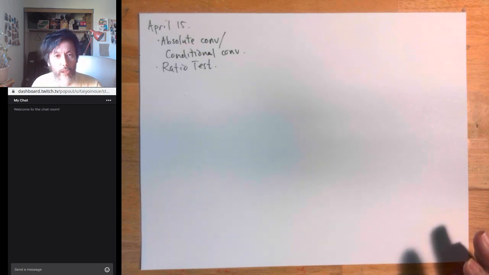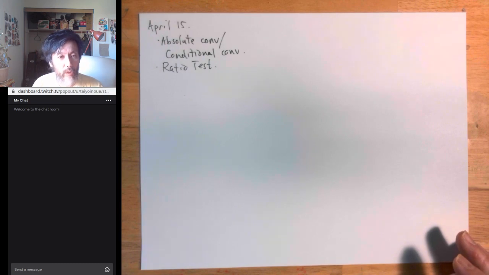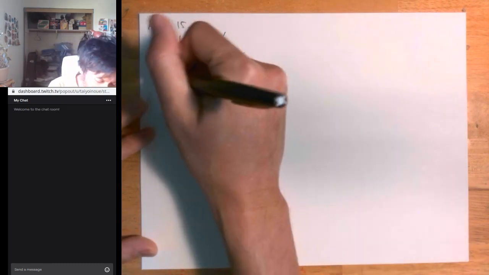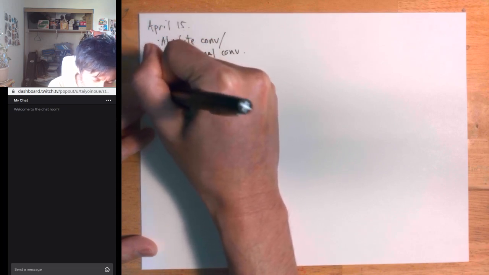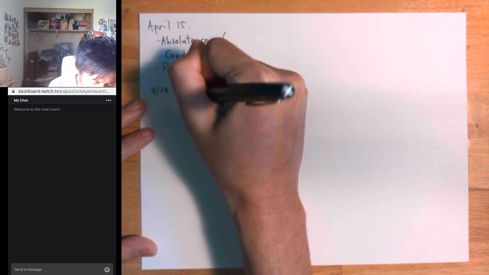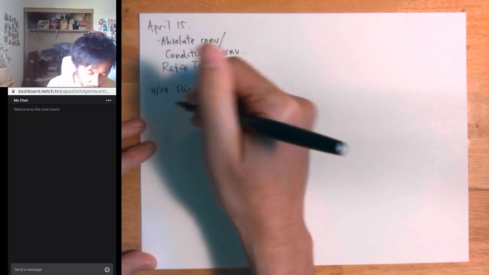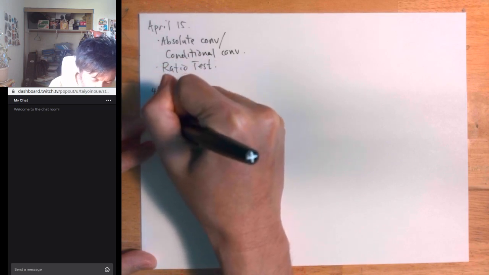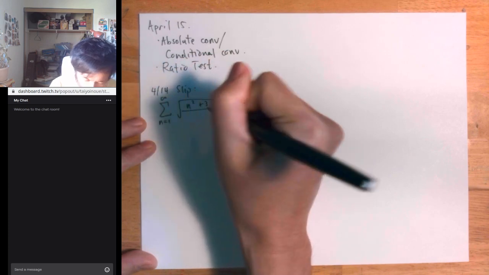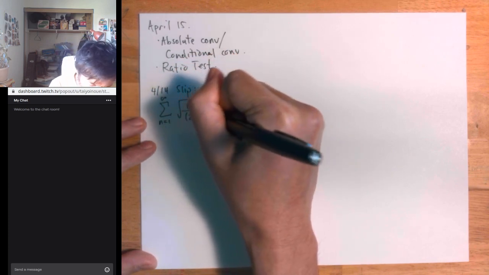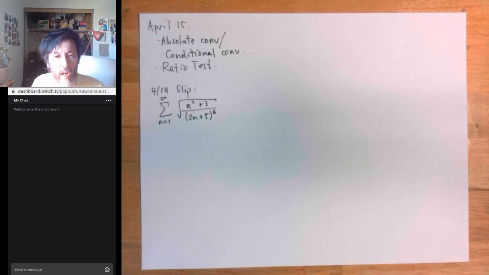Okay? But before I do any of this new stuff, I do want to talk about the post-lecture slip that we did yesterday. So the slip from yesterday, the 414 slip, was to test the convergence of the following series. We had the sum from n equals 1 to infinity of the square root of n squared plus 3 over 2n plus 5 to the 6th power. And a lot of you submitted your slips correctly, but there were very often tiny little errors that I just want to point out.